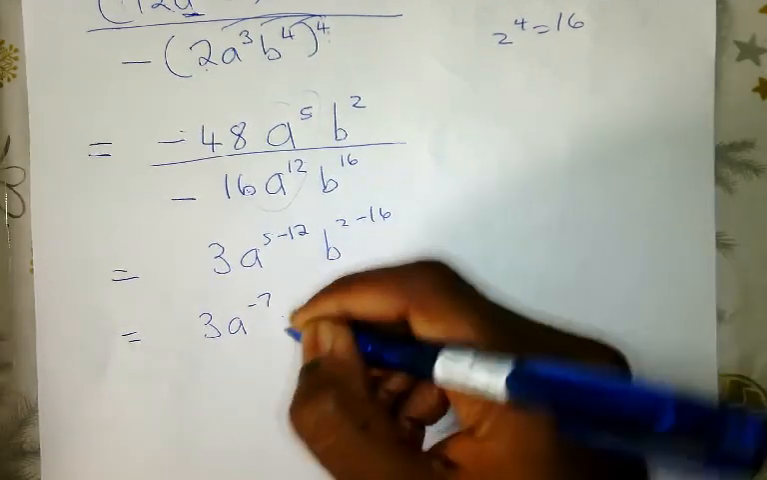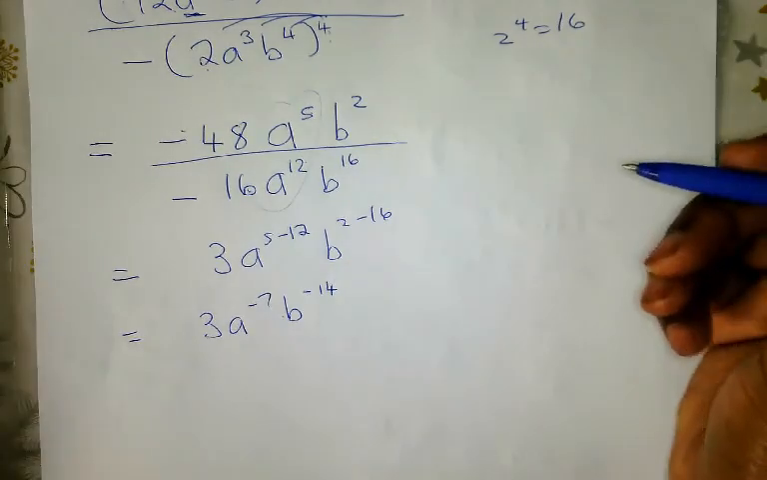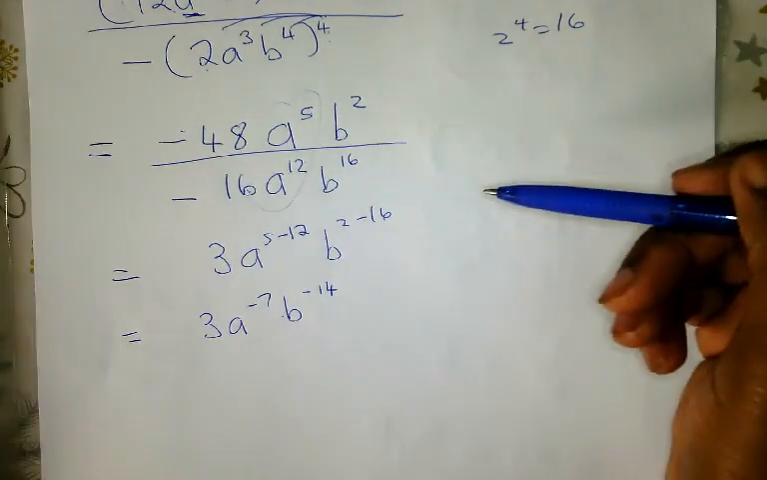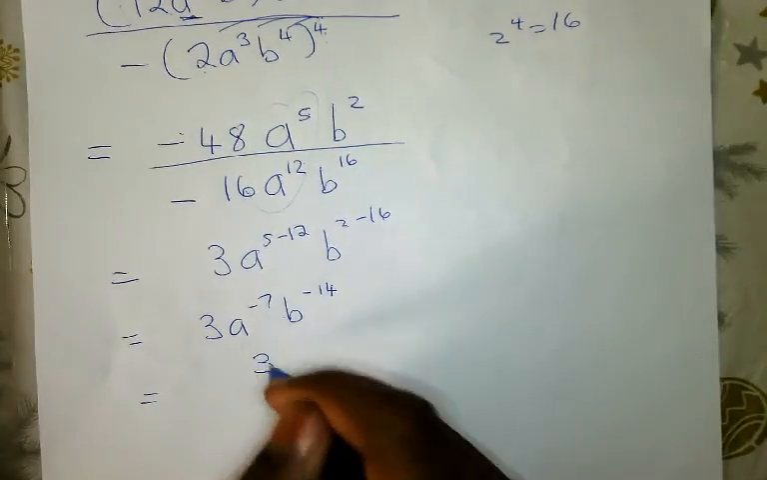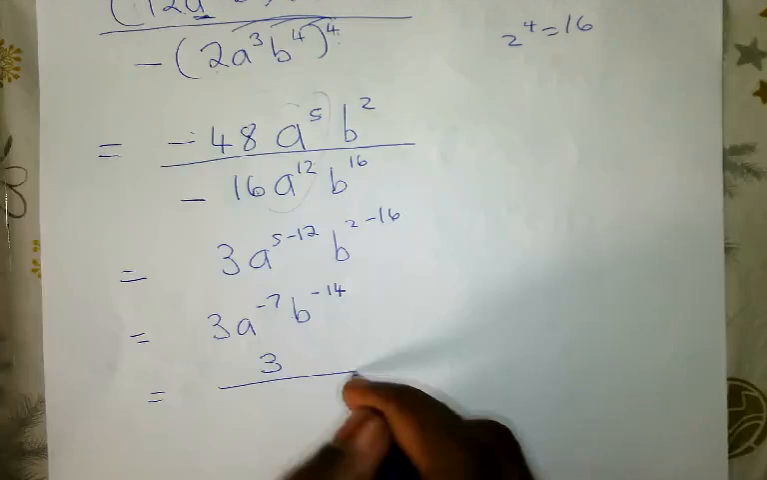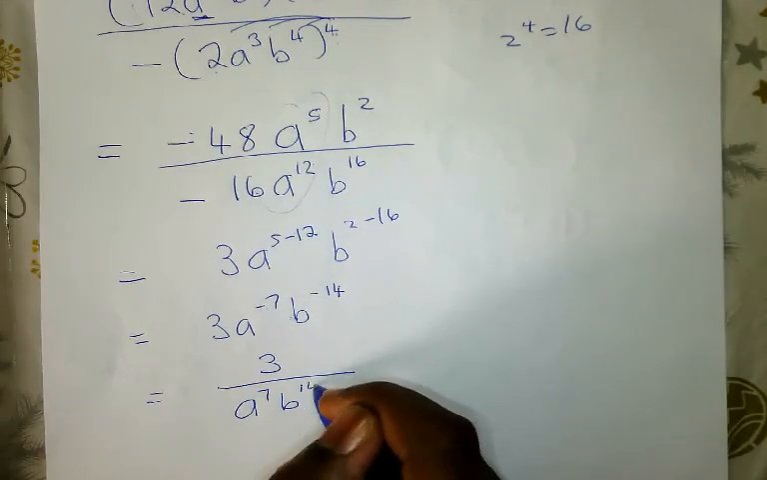And the negatives mean what? Means these two terms become a denominator. So this one becomes a numerator and this 2 goes at the bottom and makes a denominator. So that's your answer there.